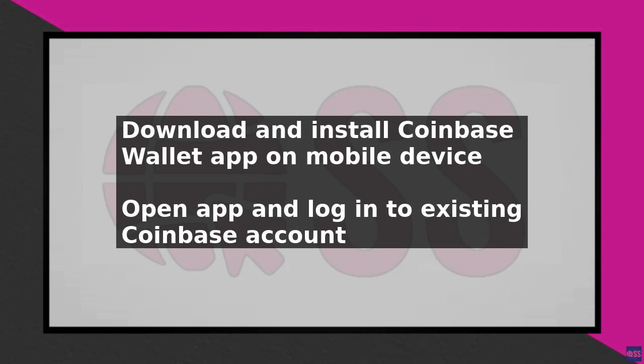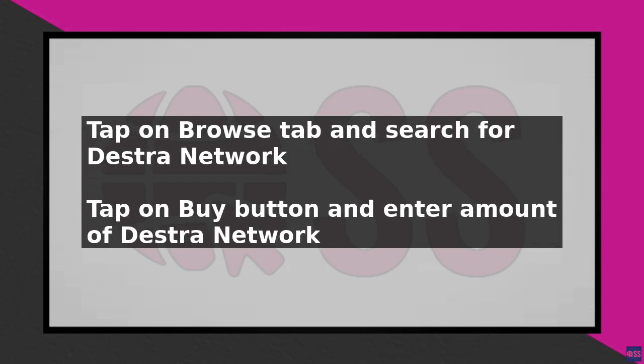Next, tap on the Browse tab and search for Destra Network. If Destra Network is not available on the Coinbase Wallet app, you may need to use the Coinbase Pro platform. Tap on the Buy button and enter the amount of Destra Network you want to purchase. You can also tap on the Market tab to view the current market price of Destra Network.